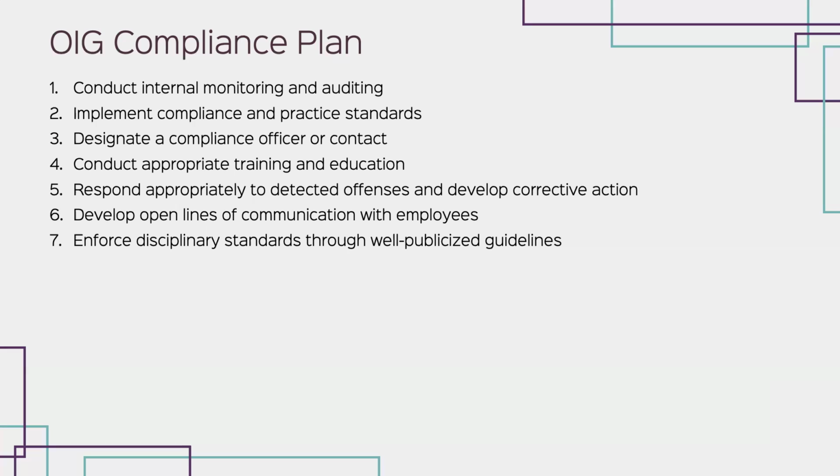You want to respond appropriately to detected violations through the investigation of allegations and the disclosure of any incidents to appropriate government entities. You want to develop open lines of communication with your employees, with staff meetings, newsletters, and other lines of communication. And then lastly, you want to enforce disciplinary standards through well-publicized guidelines.